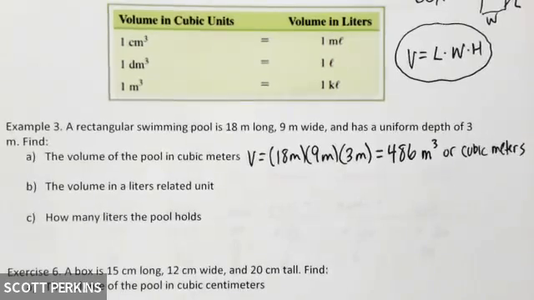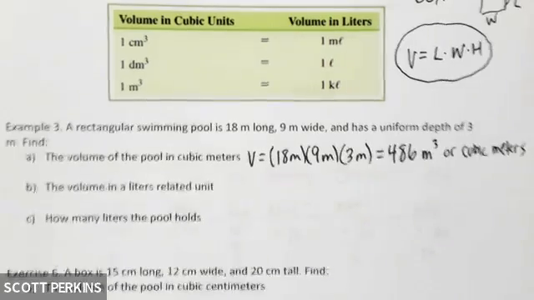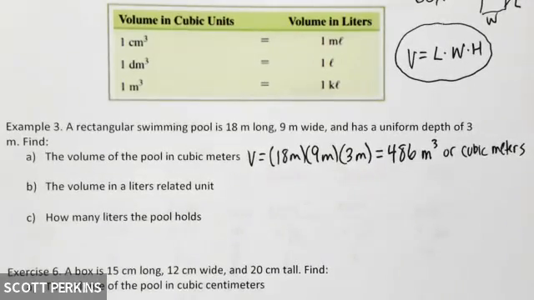Okay, so step 1, you find the volume of the box. It's just the length times the width times the height in every one of these problems. Okay, all these problems are the same thing. The second part of the problem says, take that volume that we just found in cubic meters and convert it using the table up top into something related to liters.